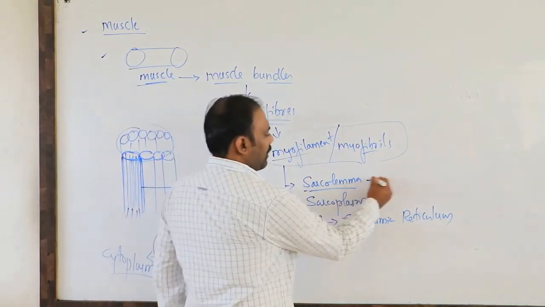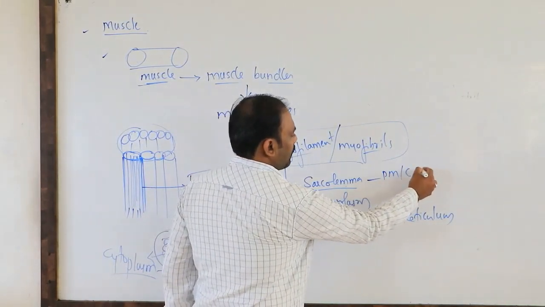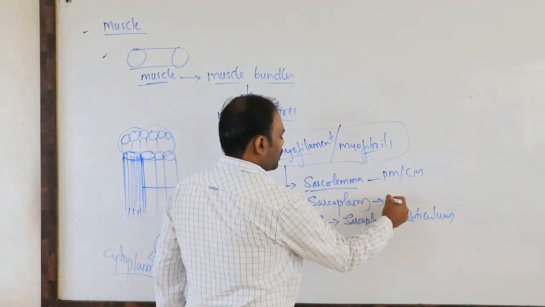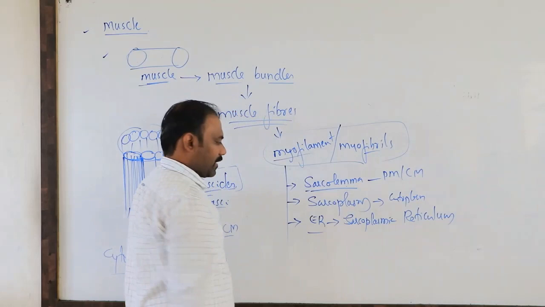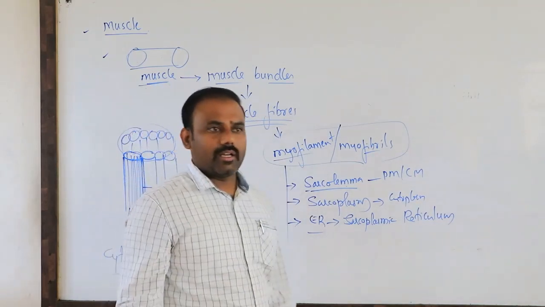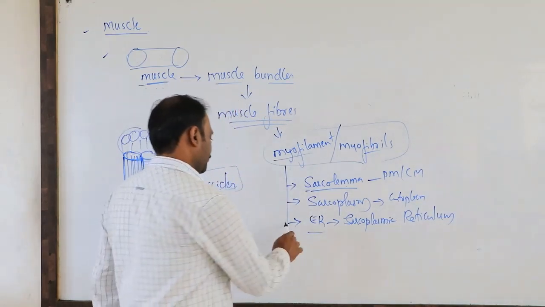Here, sarcolemma refers to the plasma membrane or cell membrane. Sarcoplasm refers to cytoplasm. Endoplasmic reticulum refers to sarcoplasmic reticulum.